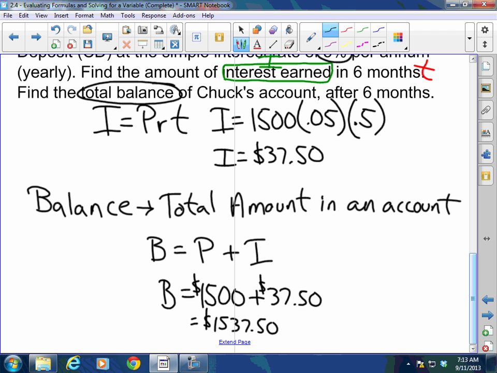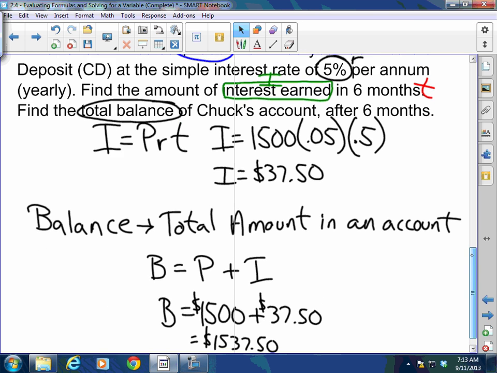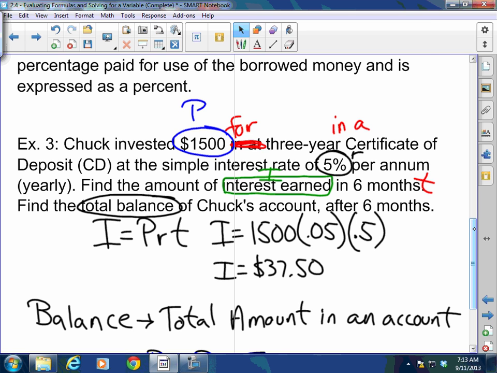$1,537.50. Now, I just realized something. There's 2 different times here. I started and I said 3 years, but it's really 6 months. So we use the 6 months. Do not do the 3-year one. Okay? We'll do the 3-year one now in a second.